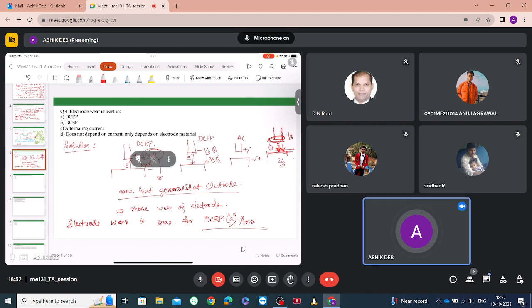Yeah. So have you understood properly why more heat is being generated in one case and less heat in the other? Yes, sir. Okay. So now is it clear how the electrode wear will be maximum for reverse polarity? Yes, sir. Okay.